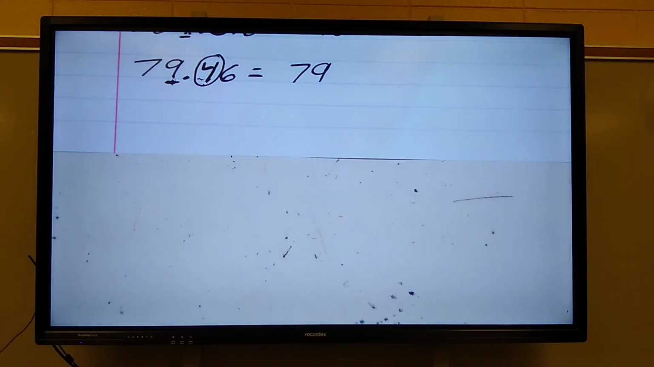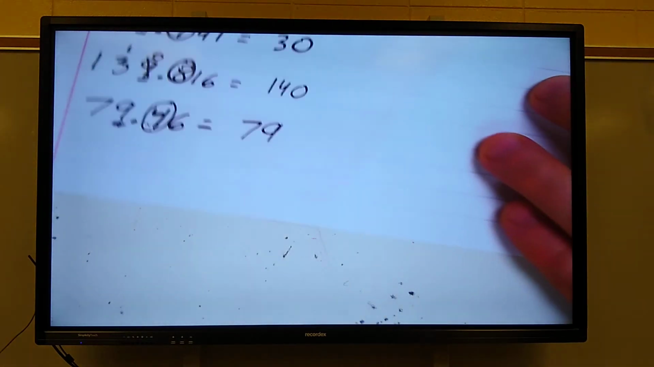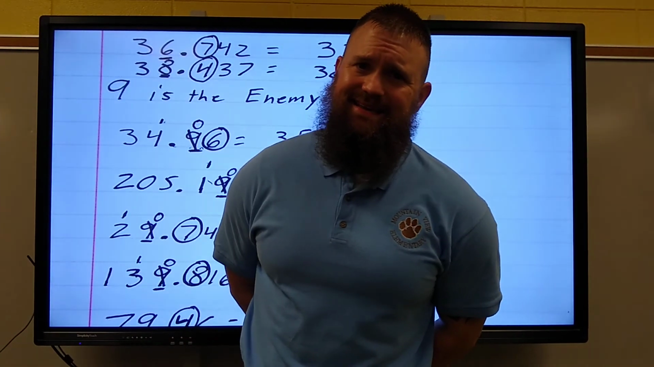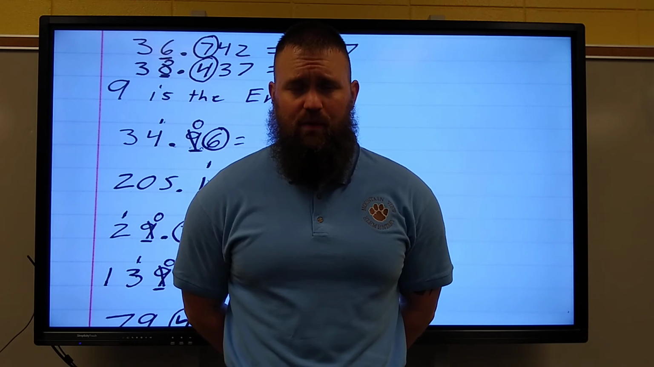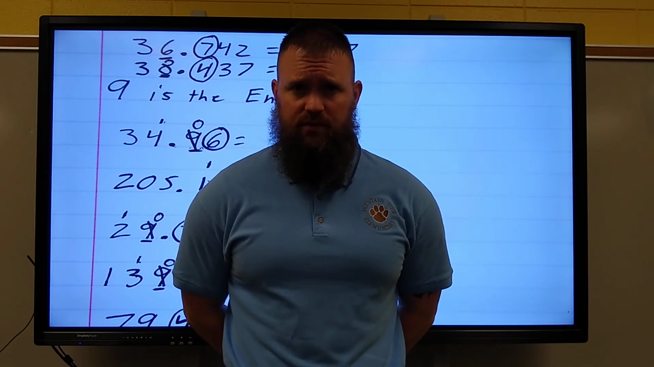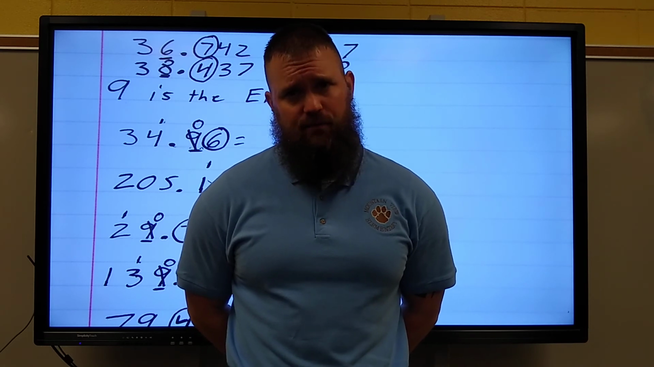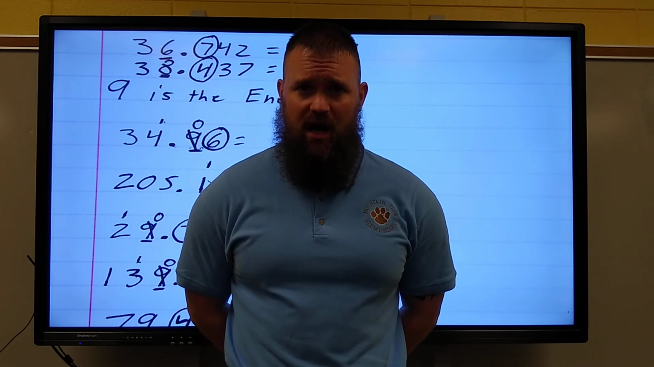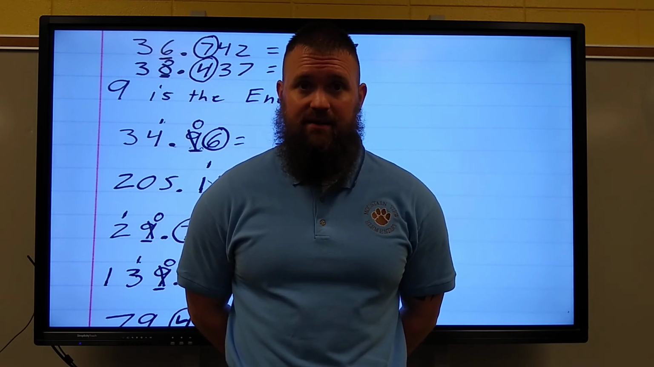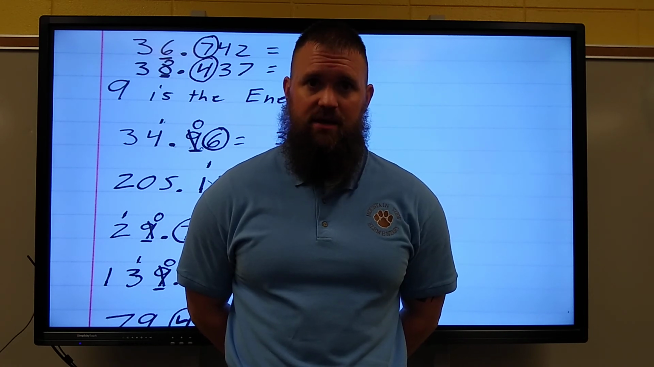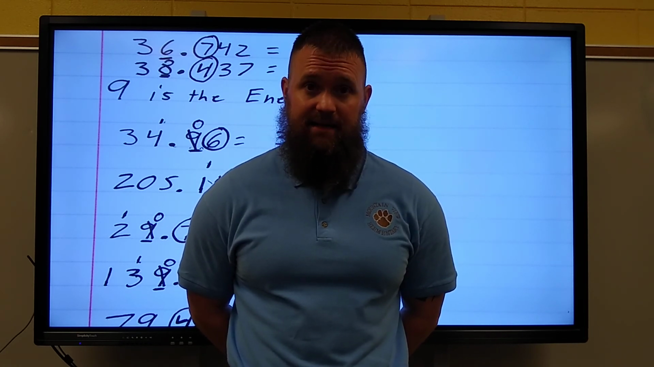There you have it, little 5th graders. 9 is the enemy. Make sure you pay very close attention when you see 9s that you have to round. And pay very close attention to the number next to it, whether or not you round up or you round down. If you round down, the 9 stays a 9. If you round up, you have to add 1 to the next highest place above the 9. Don't forget, 9 is the enemy.